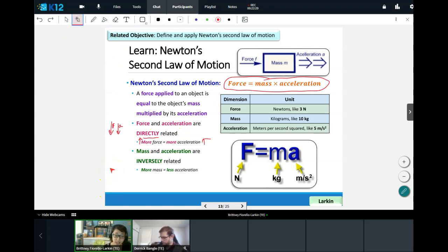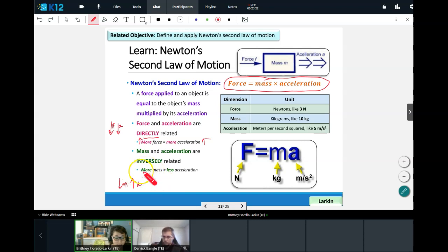Now, mass and acceleration, on the other hand, are inversely related to each other. So let's think about this. Again, we talked about our soccer ball versus our bowling ball. If I try to kick a soccer ball versus a bowling ball, which one goes further? The soccer ball, which is lighter, or the bowling ball, which is heavier? Well, definitely the soccer ball, right? The soccer ball only has a little bit of mass. So when I kick it, it's going to accelerate really, really far. That's why a soccer ball is so good at flying across a field.